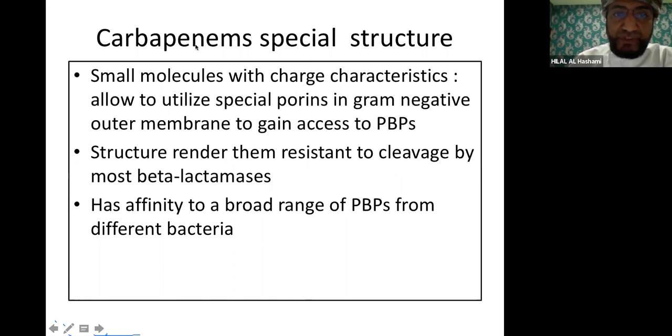Why are they broad spectrum antibiotics? Their structure is a small molecule with special charge characteristics, allowing them to use porins in the gram-negative outer membrane to gain access to the penicillin binding protein. Their structure also renders them resistant to cleavage by most of the beta-lactamases available in gram-positive and gram-negative bacteria. They have affinity to a broad range of penicillin binding proteins from different bacteria.